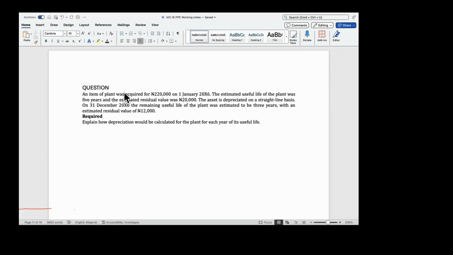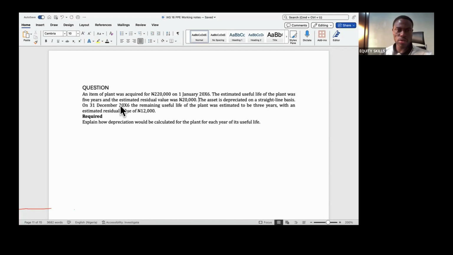An item of plant was acquired for 220,000 on 1st of January 2006. The estimated useful life of the plant was 5 years, and the estimated residual value was 20,000 naira. The asset is depreciated on a straight line basis. On 31st December 2006, the remaining useful life of the plant was estimated to be 3 years with an estimated residual value of 12,000 naira. You are required to explain how depreciation would be calculated for the plant for each year of its useful life.